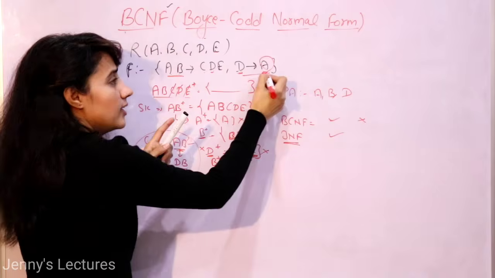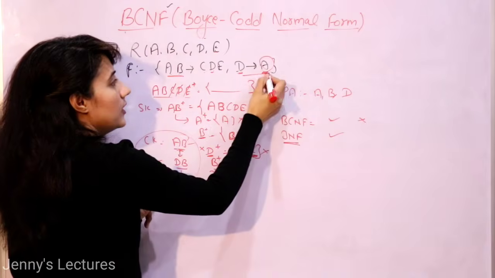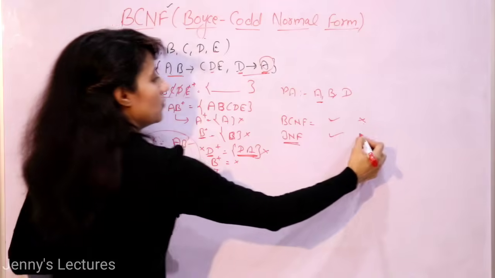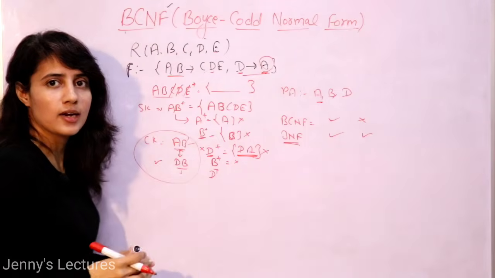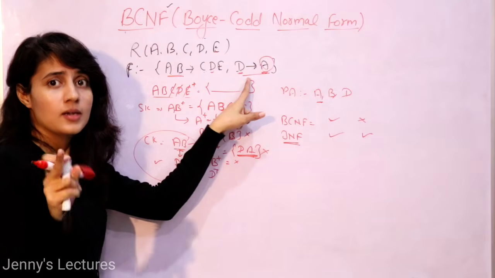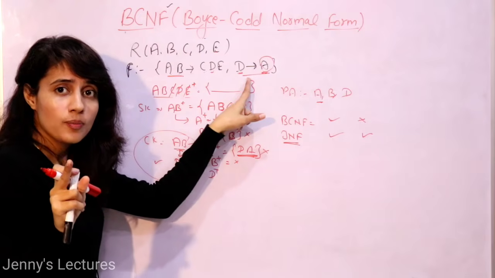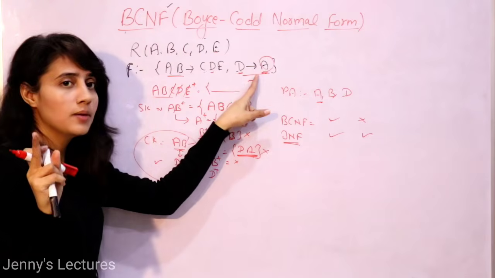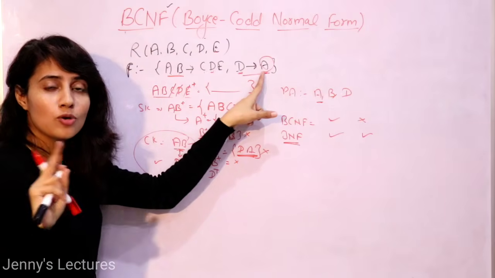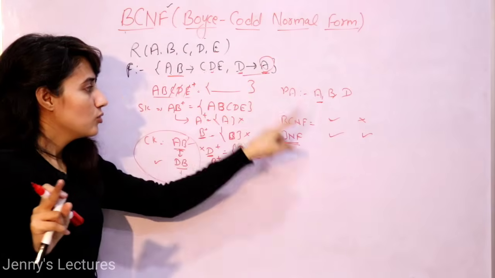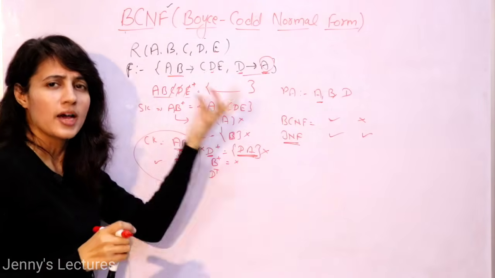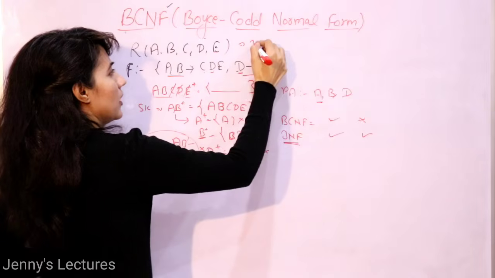Is the right hand side a prime attribute? Yes, A is a prime attribute, right? So this is satisfying the rules of 3NF. This is not a transitive dependency. In another term, what is transitive dependency? A non-prime attribute determining a non-prime attribute. But this is a prime attribute, not a non-prime attribute, right? So it is in 3NF, but it is not in BCNF. So the highest normal form of this relation is 3NF.